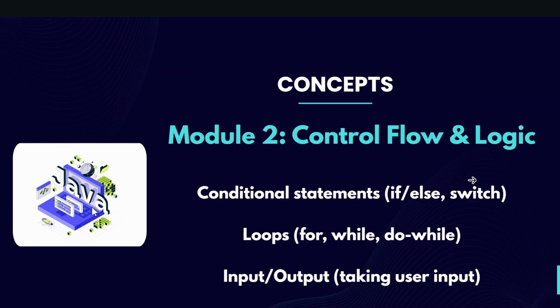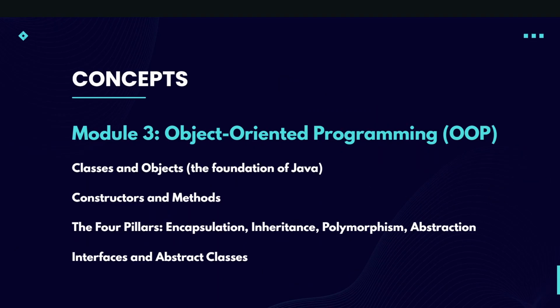The second module is control flow and logic. What is meant by control flow and logic? This is very important while writing Java code. It covers conditional statements, loops, and input output statements, that is, how we can take input from the user and print output, with the help of control flow and logic, which we are going to cover in this playlist. The next one is object oriented programming.